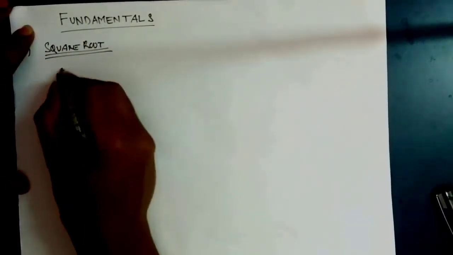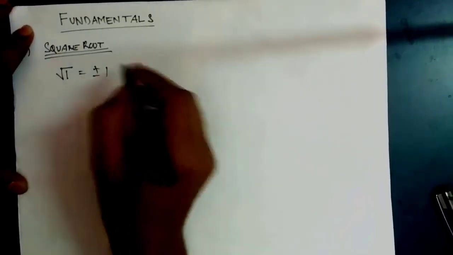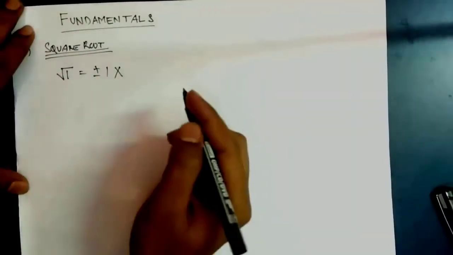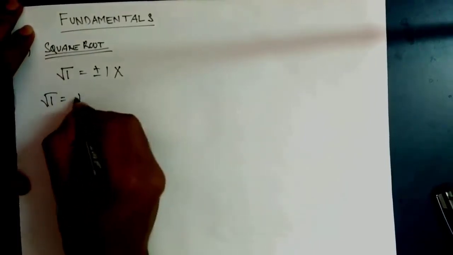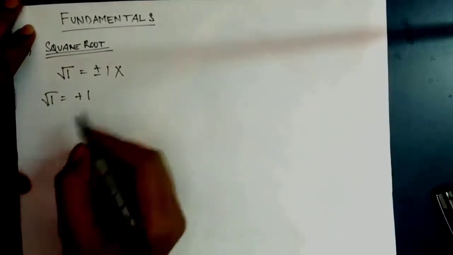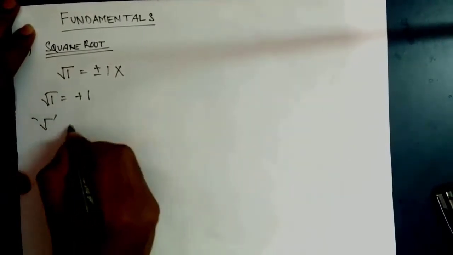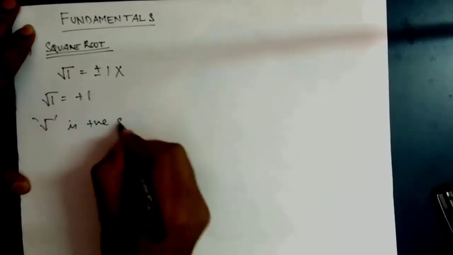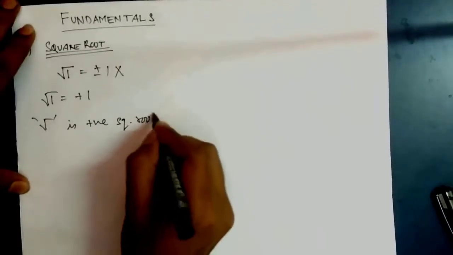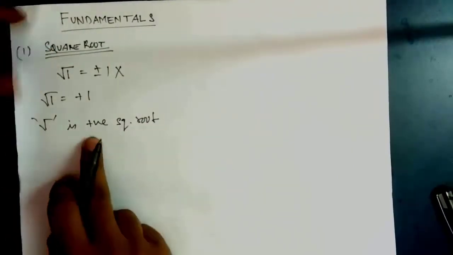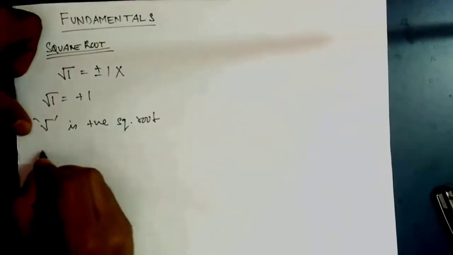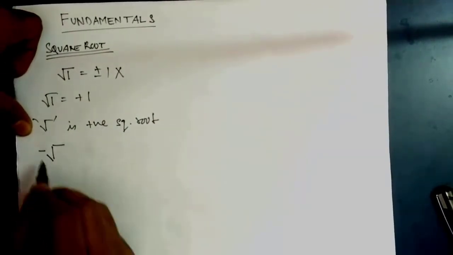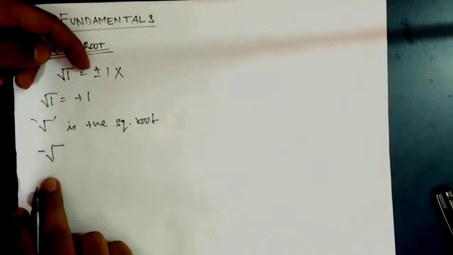You have seen in many places that under root 1 is equal to plus minus 1, which is wrong. Many people write this also. It's absolutely wrong. Actually, under root 1 is equal to plus 1 only. Why? Because the meaning of this is the positive square root. Since the meaning is positive square root, its value will never be negative. If you want a negative answer, then you have to put a negative sign in front of it.